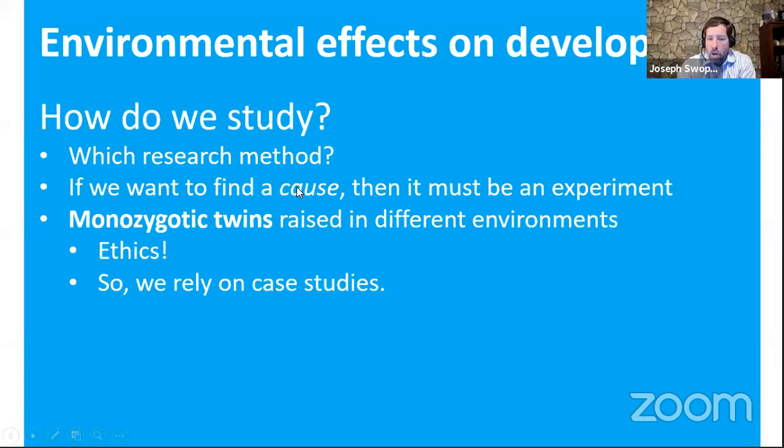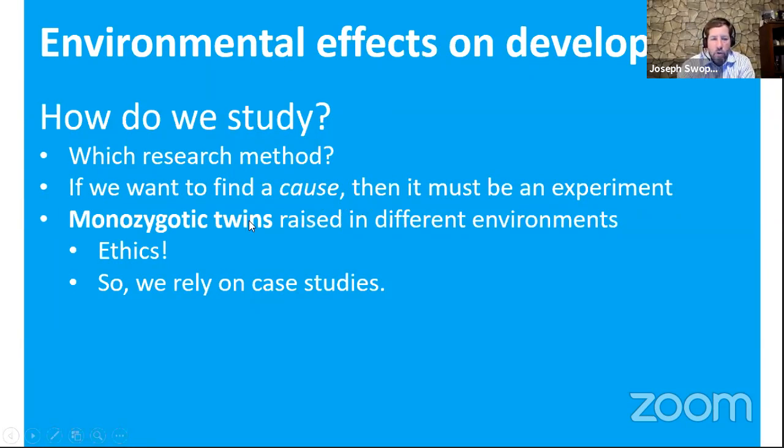If we want to find a cause, then there must be an experiment. Why? Because we control for all variables. So the way we would do this is get monozygotic twins. That's a fancy word for identical. Remember, when sperm hits egg, it forms a zygote. Monozygotic means one zygote. Sometimes later, within maybe the first 2 weeks, that zygote is going to split, and then we have identical twins.